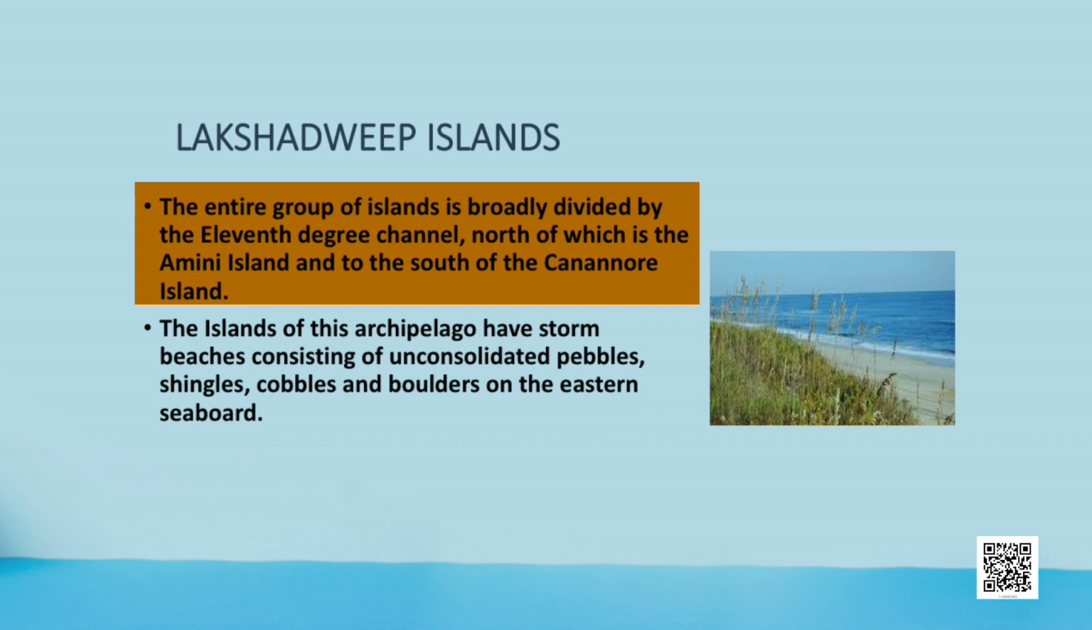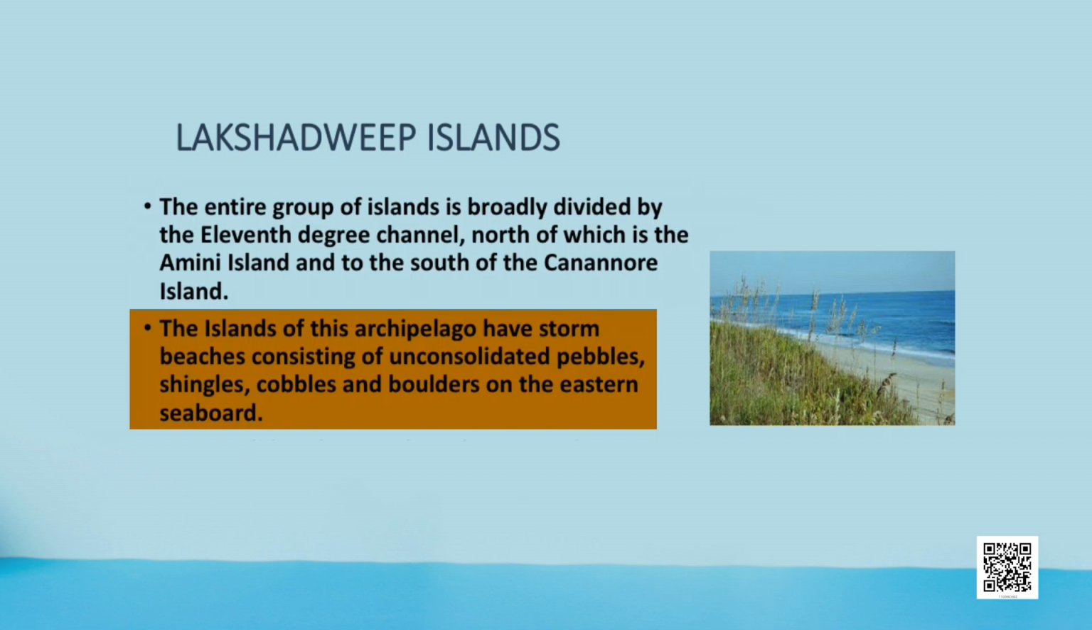So, we can say Lakshadweep Islands can broadly be divided by the 11 degree channel, north of which is Amindivi Island and south of which is Cannanore Island. The islands of this archipelago. What is an archipelago? Archipelago means chain of islands. The islands of this archipelago have storm beaches consisting of unconsolidated pebbles. Unconsolidated means loosely joined, loosely arranged. So, these beaches have unconsolidated sediments, pebbles, shingles, cobbles, boulders, all on the eastern seaboard.